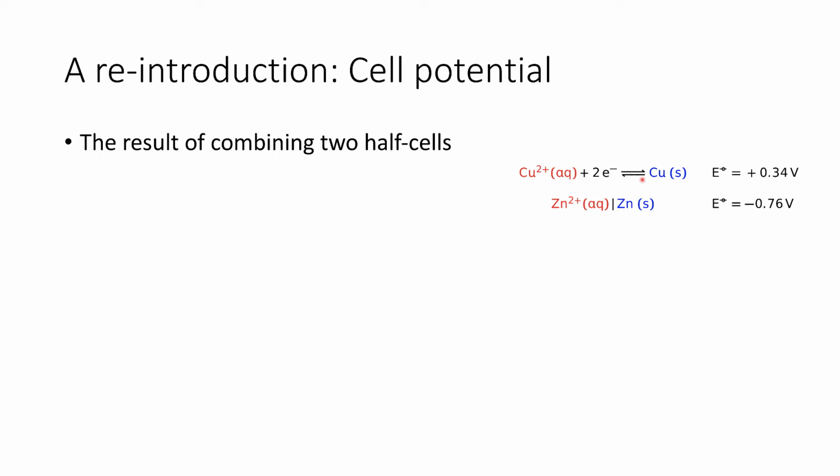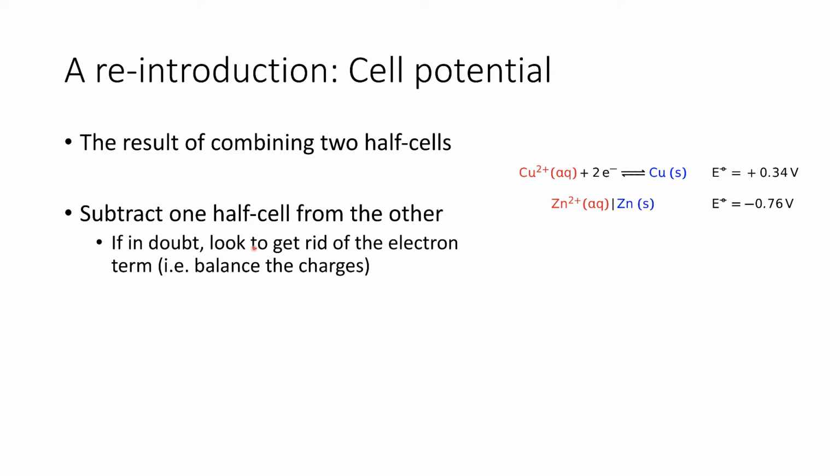So if we have our copper and zinc cells here, we're going to combine them together. And remember, they're both written as reductions, so we can't add them together, we need to subtract them, because remember, we have to eliminate the electron term. So we subtract one half cell from the other. If in doubt, we look to get rid of the electron term. So we balance the charges. Here we're fortunate because we have 2 electrons in each, so things can be subtracted directly from each other.